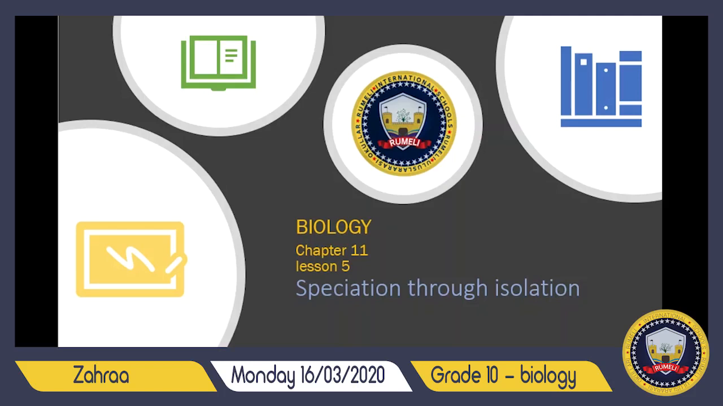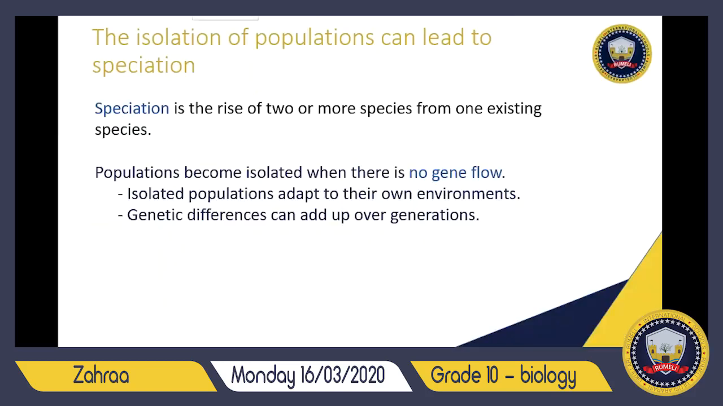Today's lesson will be about speciation through isolation. So the main idea of our lesson today is that the isolation of populations can lead to speciation. First of all, let us understand the meaning of speciation. Speciation is the rise of two or more species from one existing species.